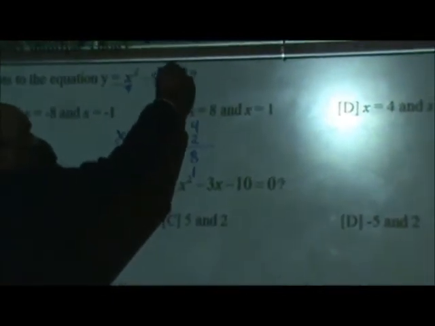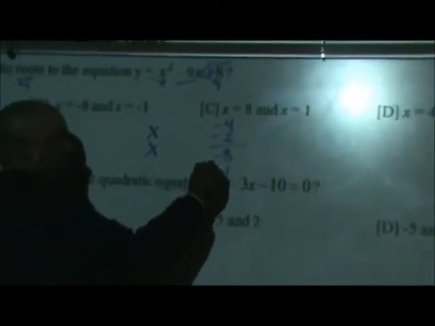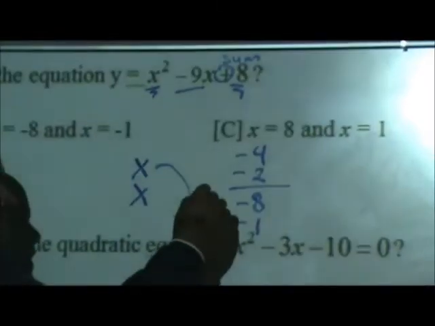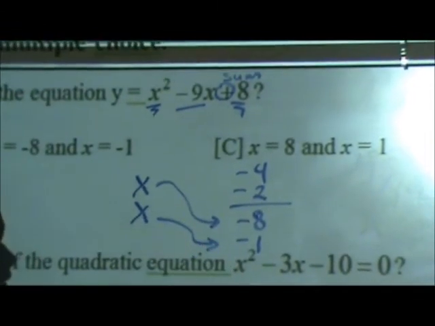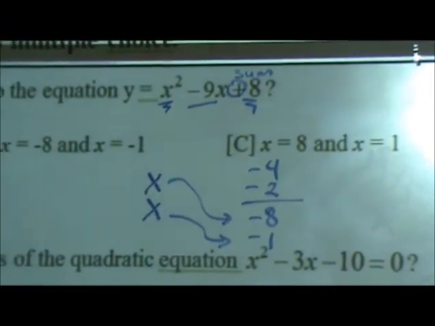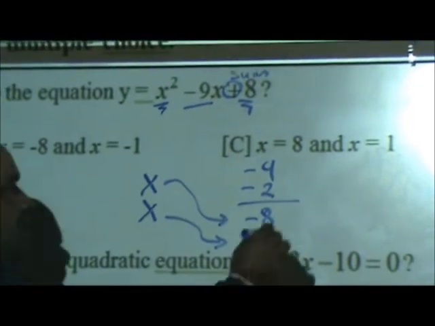Okay? You saw that this is a plus. I'm looking for a sum. This is a minus. They both must be negative. What gives you a 9? 8 and 1. Negative 8x and negative x is a negative 9x.